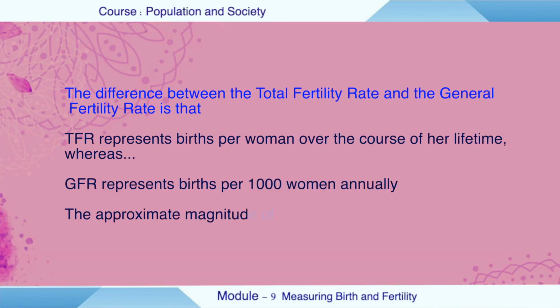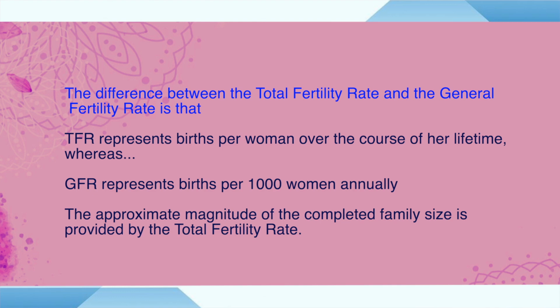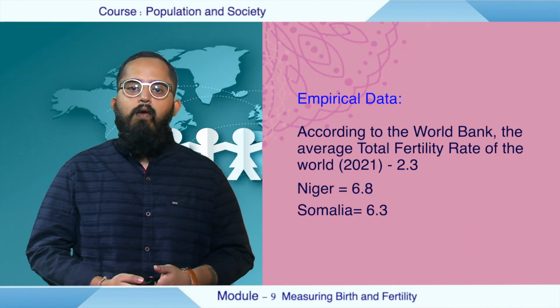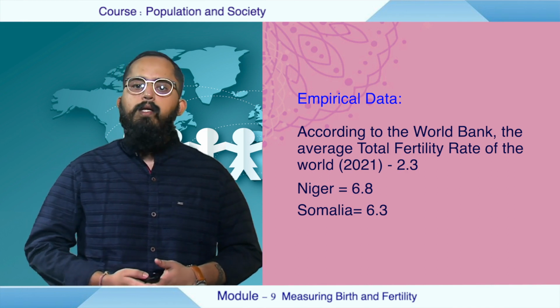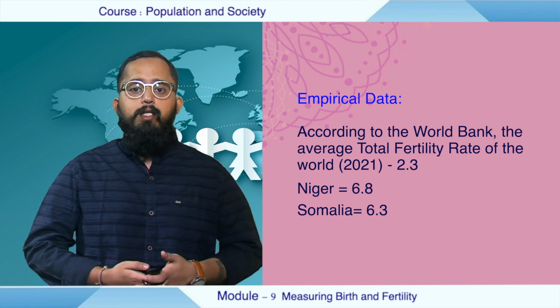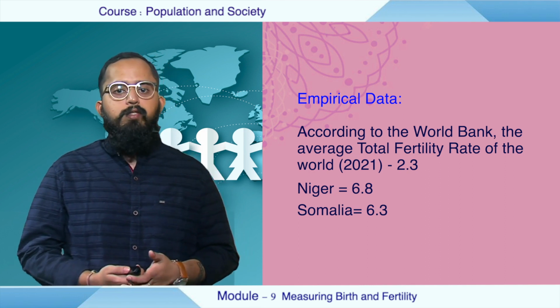Now the difference between the total fertility rate and the general fertility rate is that the former represents births per woman over the course of her lifetime, whereas the latter indicator represents births per 1,000 women annually. Now it should be noted that the approximate magnitude of the complete family size is provided by the total fertility rate. The World Bank suggested that the average total fertility rate of the world, which was per woman in 2021, was 2.3, while countries like Niger and Somalia led the charts with 6.8 and 6.3 respectively. Hong Kong and Korea Republic had the worst fertility rates.